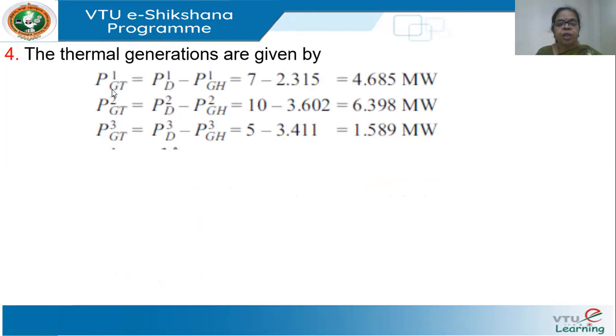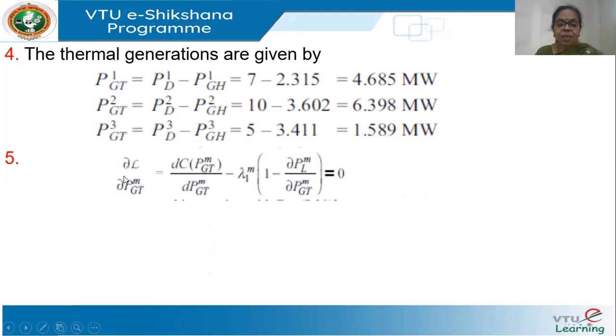So the thermal generation is PD minus PGH. Actually, it would be PD plus PL, where PL is the loss. Here I don't have loss, so it is simply PD minus PGH. So I get the thermal generations in all the three sub intervals.